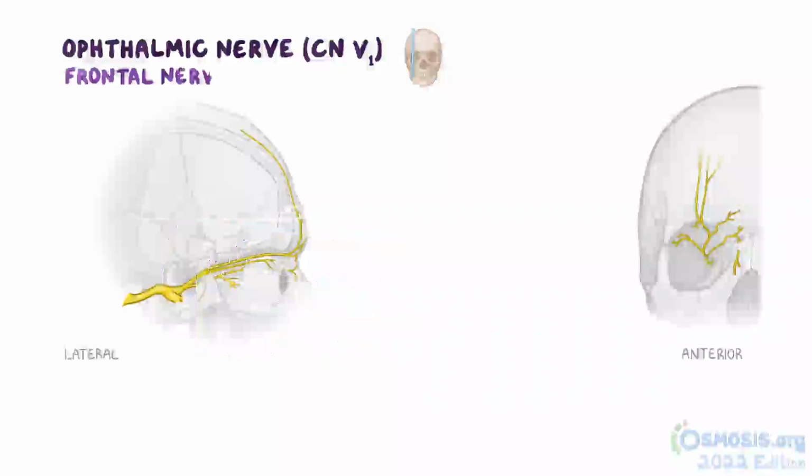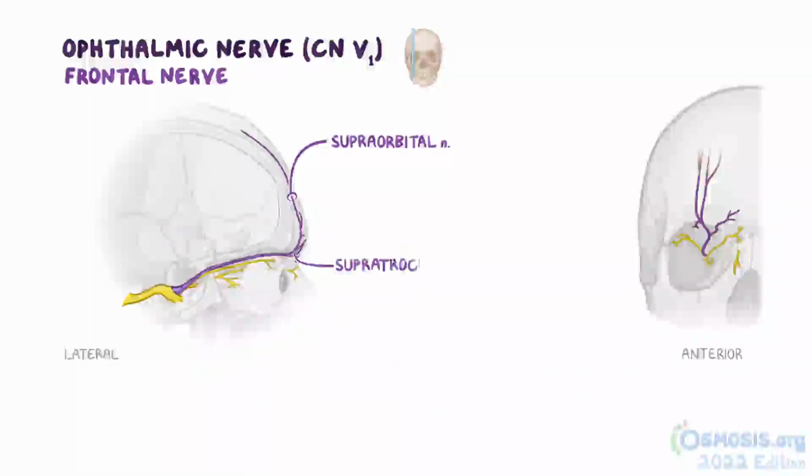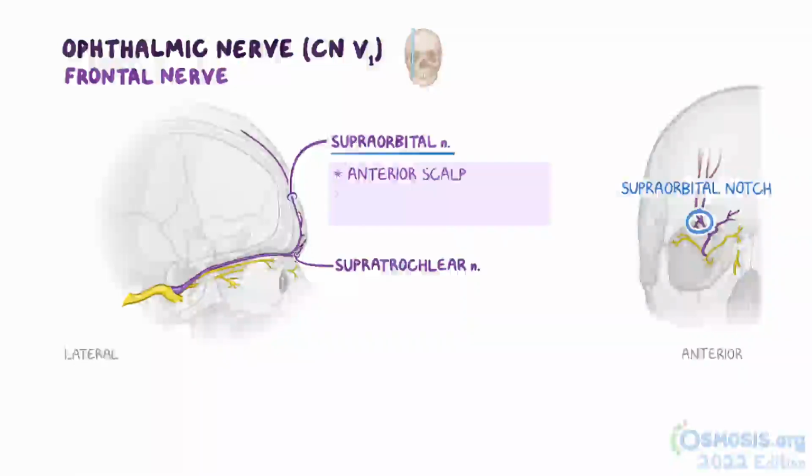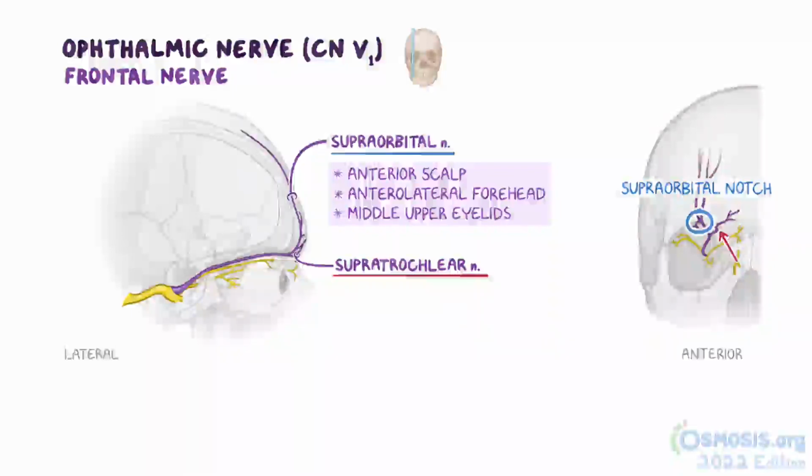The frontal nerve runs across the roof of the orbit, and it gives rise to the supraorbital and the supratrochlear nerves. The supraorbital nerve exits the orbit through the supraorbital notch and supplies the skin of the anterior part of the scalp, the anterolateral forehead, and the middle of the upper eyelids. The supratrochlear nerve exits the orbit lateral to the trochlea and supplies the skin of the anteromedial forehead.